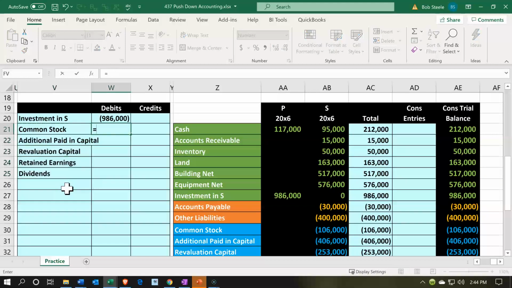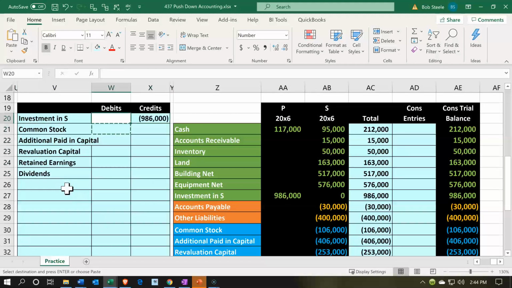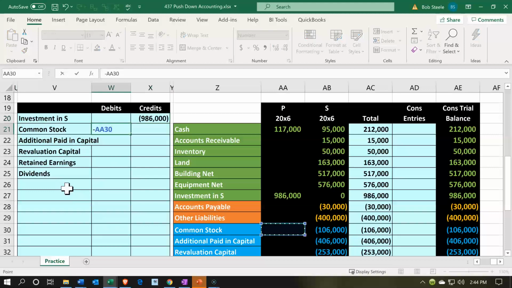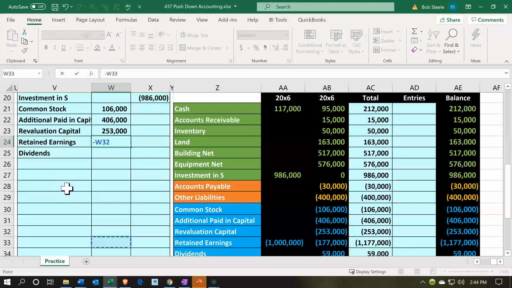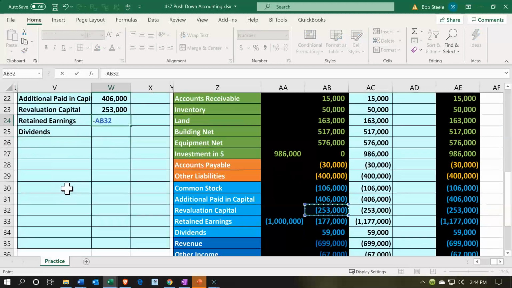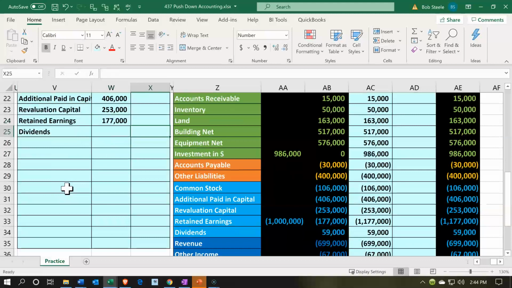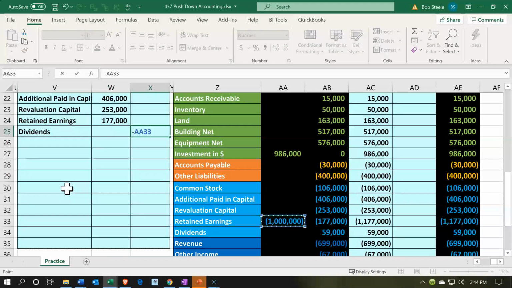And then I'm going to say this equals, let's do that one more time. This one, by the way, should be a credit. And then I'm going to reformat this. All right, now this is going to be negative of the common stock. This is going to be negative of the additional paid in capital. This is going to be negative of the revaluation, just removing all of equity in S as we've seen before, negative of the retained earnings. And then the dividends is going to be a credit to remove the dividends of that 59.